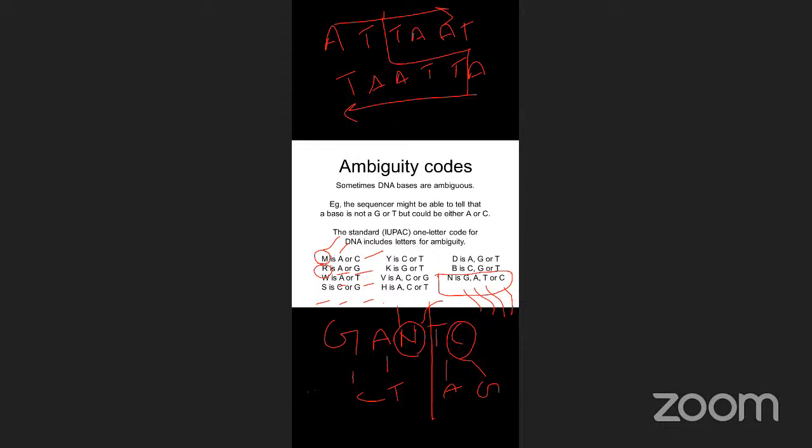Now the polymerase chain reaction, 11th unit. Page number 151. Turn to page number 151.